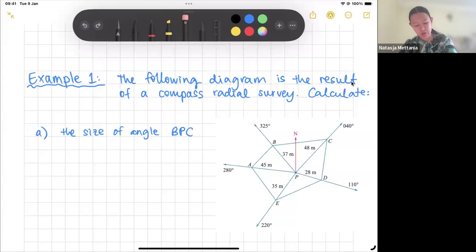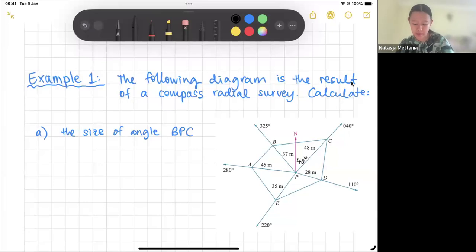I know that compass radial surveys rely on true bearings, so it talks a lot about true north. You get given the true north, you can definitely see it there. From true north to the point C, it gives me a true bearing of 40, so 40 degrees is there. Because true bearings go clockwise, going clockwise from true north is 40 degrees.